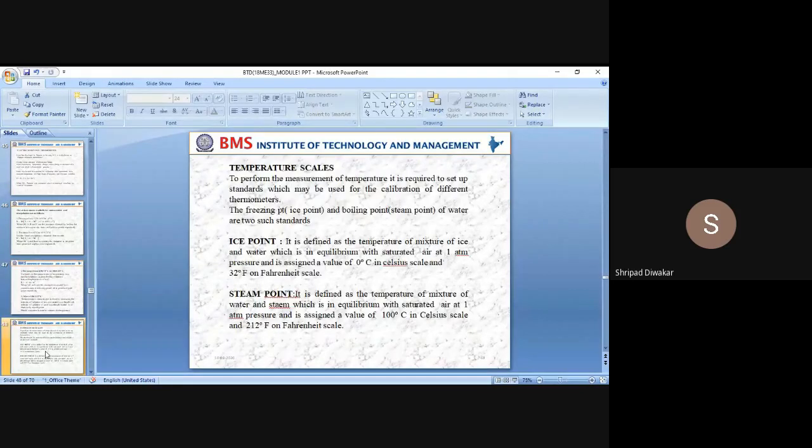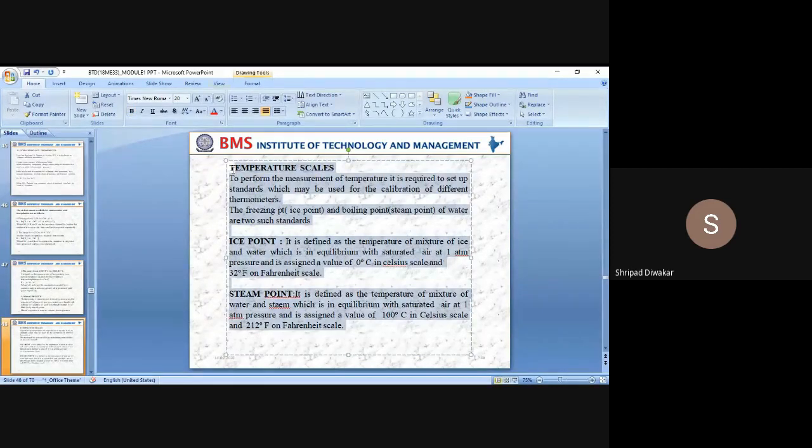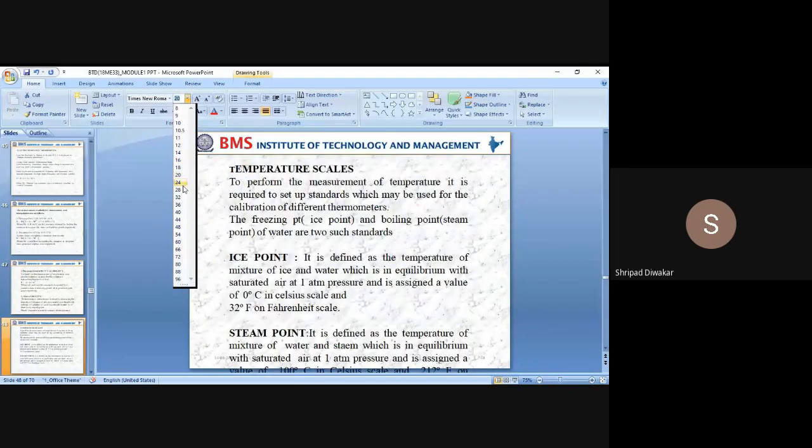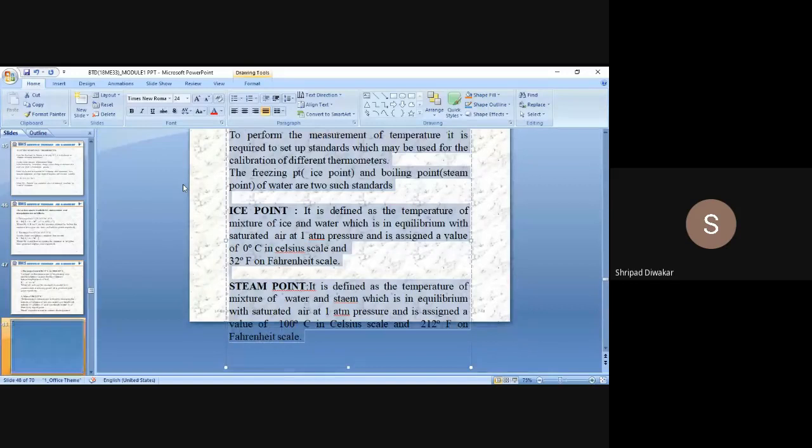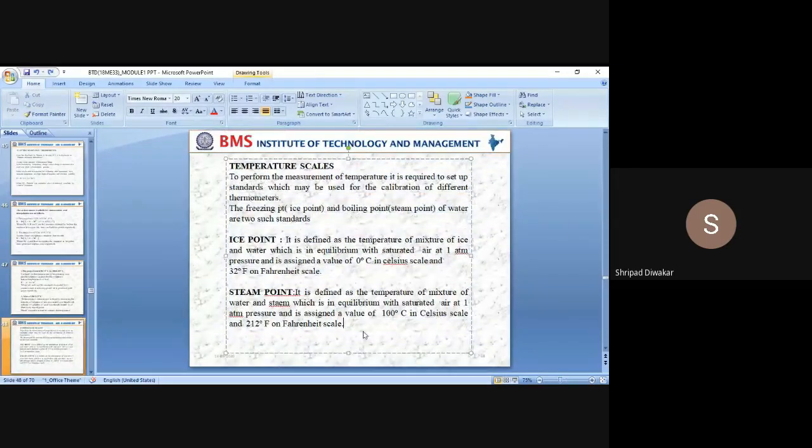Next, you should know what we mean by temperature scale, what are the ice point, and what are the steam point. Okay. Temperature scale. To perform the measurement of temperature, we need two standard values. One is the ice point and one is the steam point. Okay, first, what is ice point?